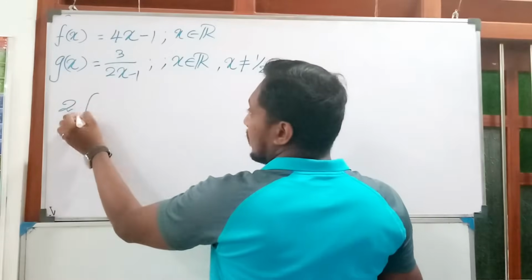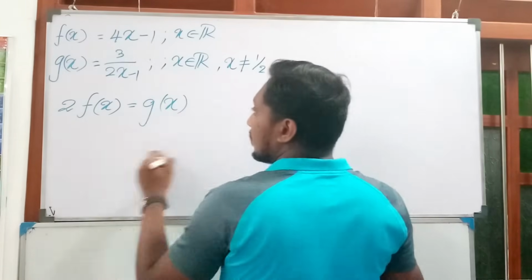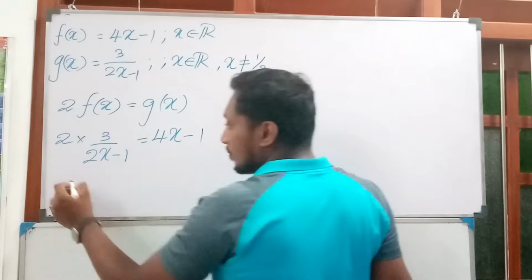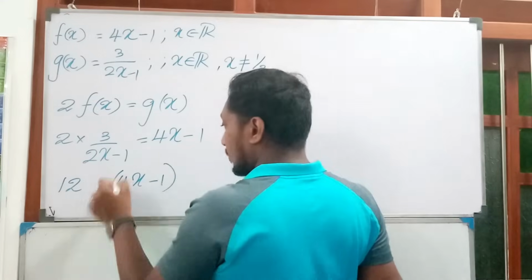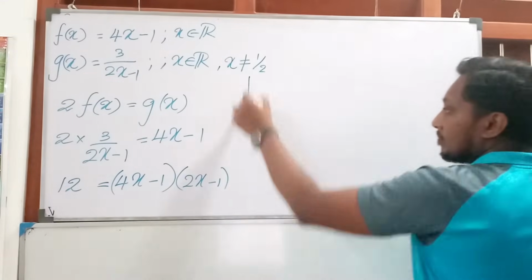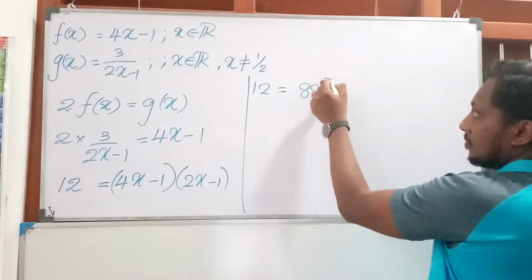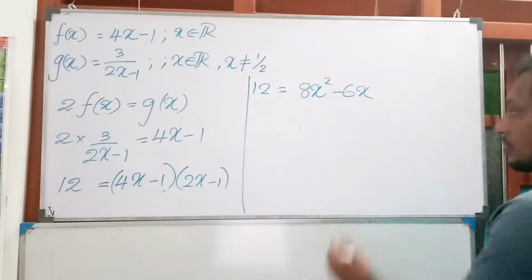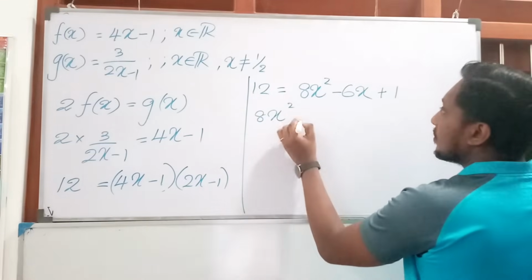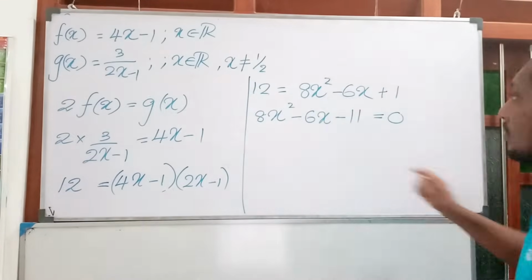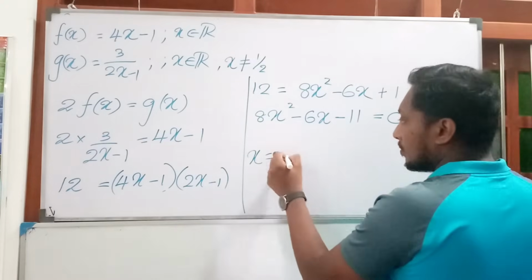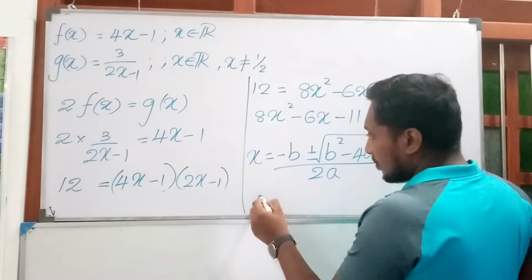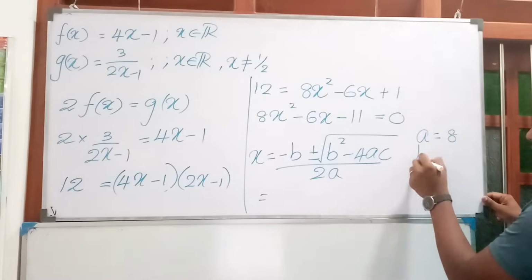And there is an equation to be solved. 2f(x) equals g(x). So we substitute them and simplify. 2 times f(x) is 8x minus 2. So you first cross multiply and expand the brackets. You will get a quadratic equation. It is not that easy to solve. You have to use the formula to solve the quadratic equation and get answers in terms of a square root. But if you are using a calculator, you can easily find the answers of that quadratic equation.